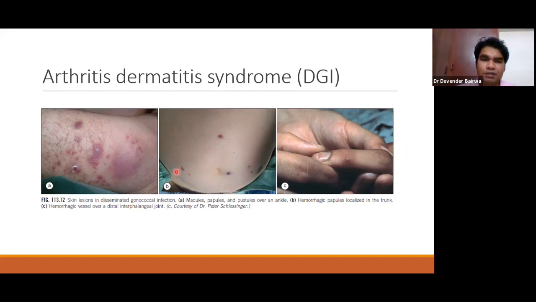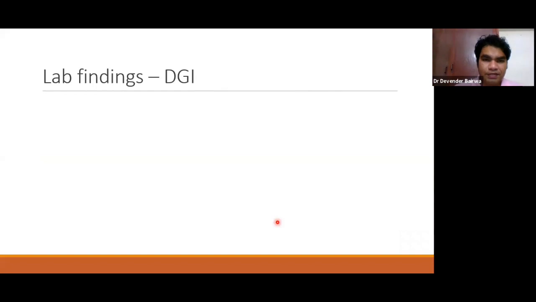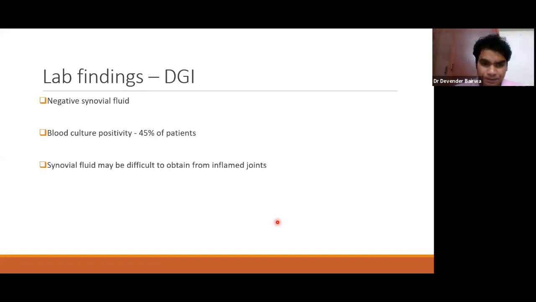So in patients of DGI, you will find the patient having multiple migratory arthritic joints along with periarticular skin findings. This is why it is known as arthritis dermatitis syndrome. In lab findings, because there is no bacteria in the joint itself, synovial fluid cultures will be negative. Blood culture can still be positive because they have a true bacteremia. In half of the patients, there will be a positive blood culture.